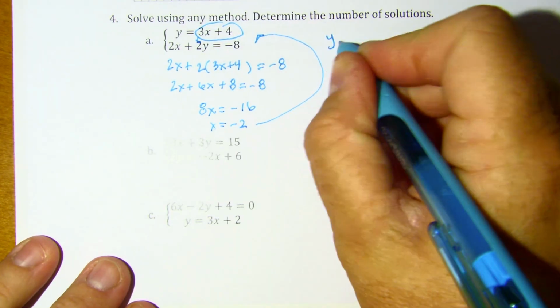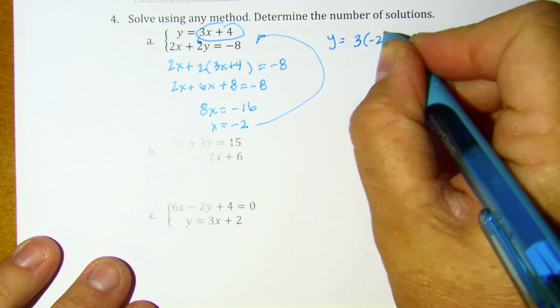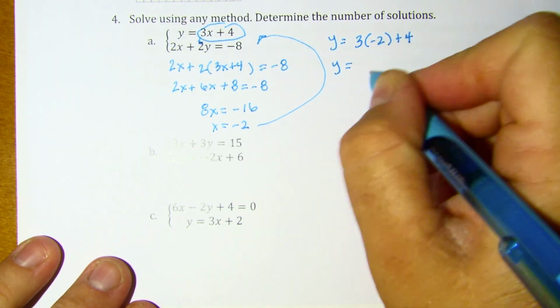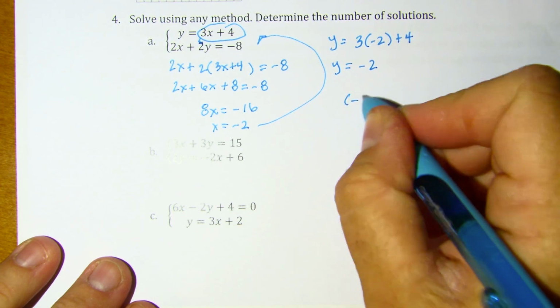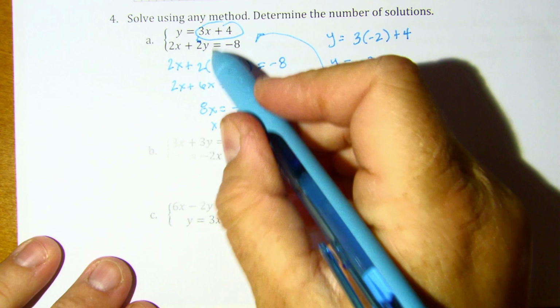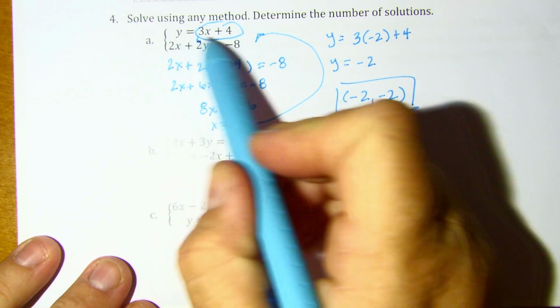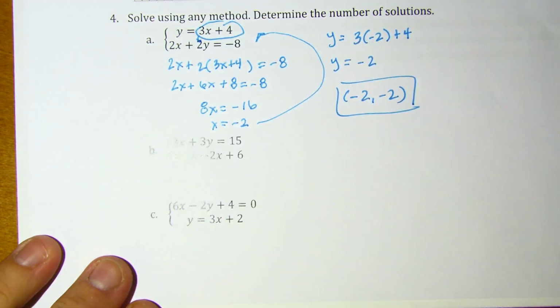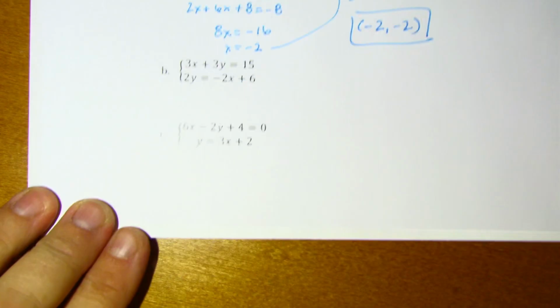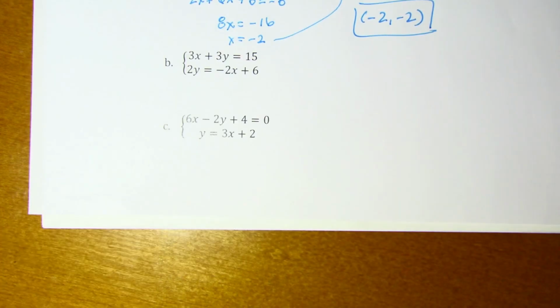So y equals 3 times negative 2 plus 4. y equals negative 6 plus 4, which is negative 2. So my answer is negative 2, negative 2. I could have plugged it into either one, but it's always nice if y is by itself and you're trying to find y to just plug it into that equation. All right, the next example.